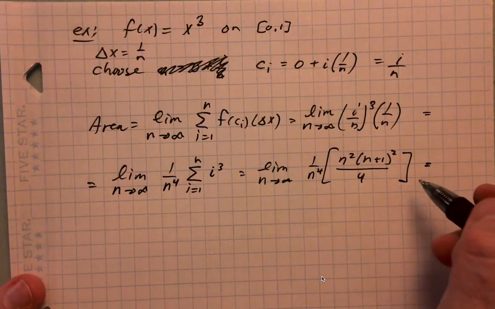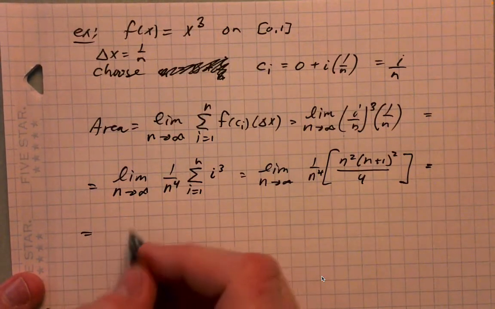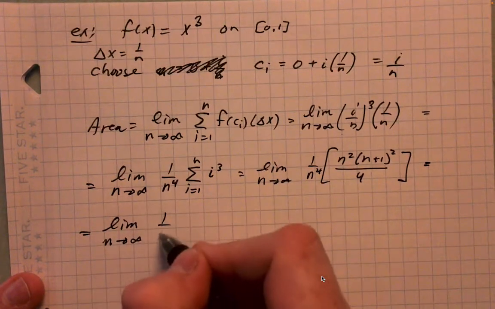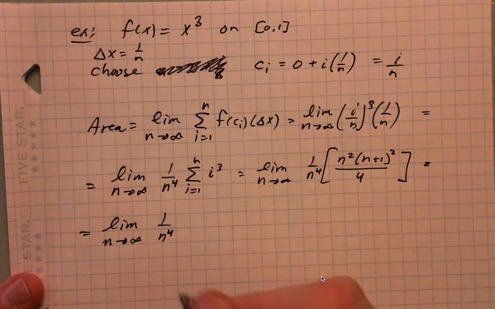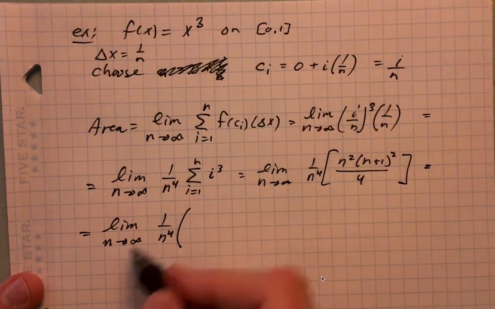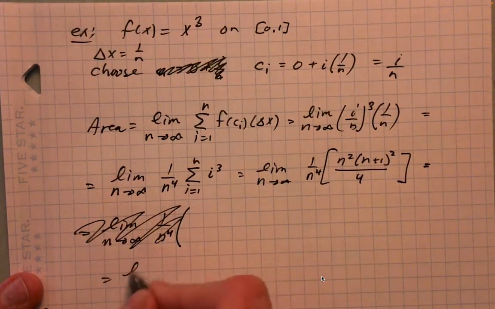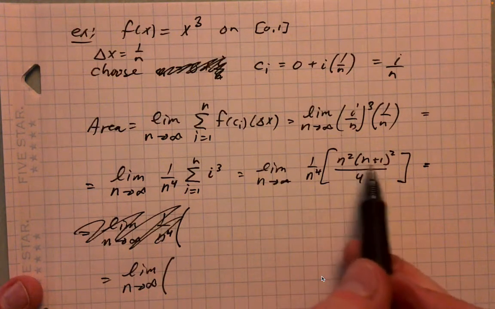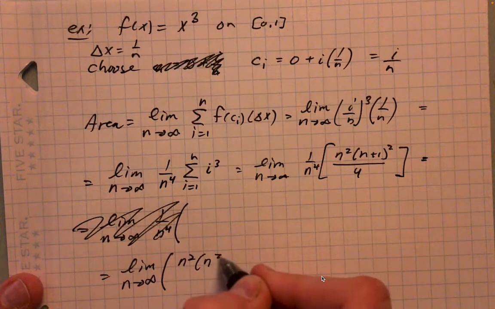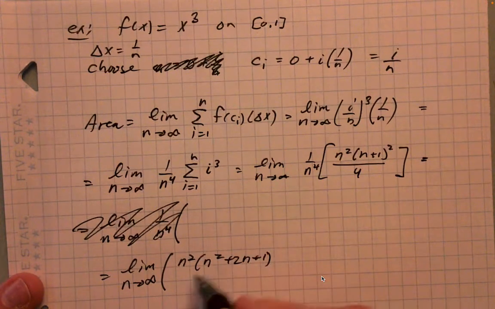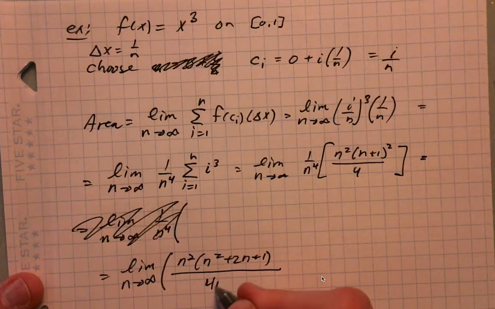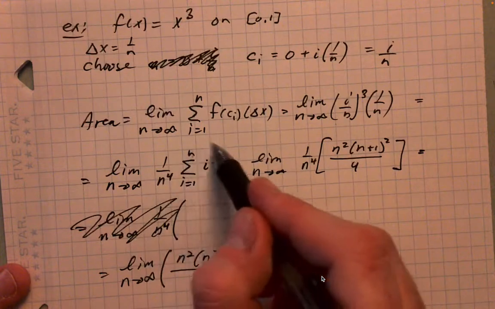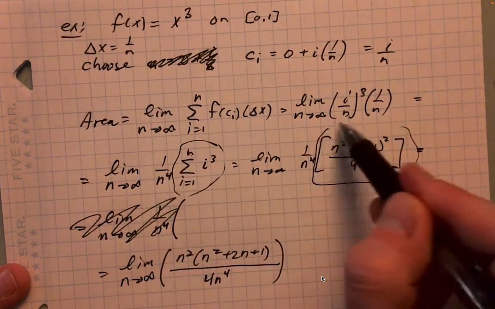And we can crank this out really quick. The limit as n goes to infinity of 1 over n to the 4th times, well, you know what? I'm going to do it slightly differently. It equals the limit as n goes to infinity of, let's expand this up top here, n squared plus 2n plus 1 all over 4n to the 4th. Right, so that's the sum. We dealt with the sum here.